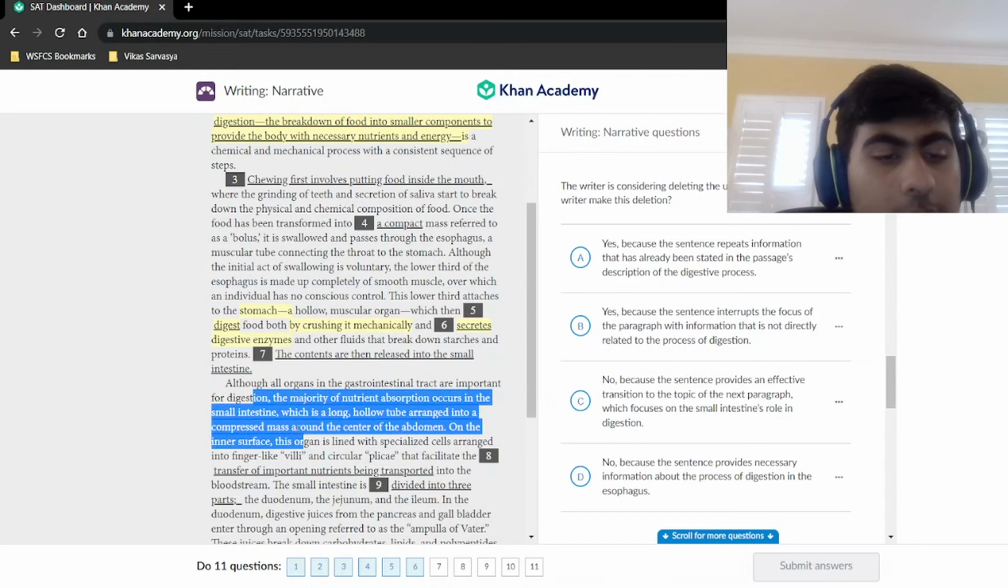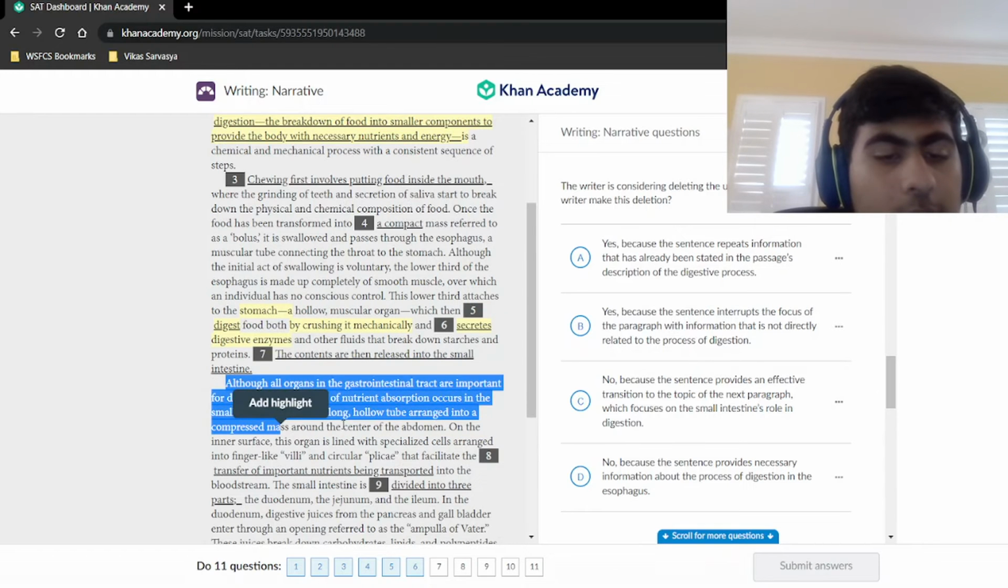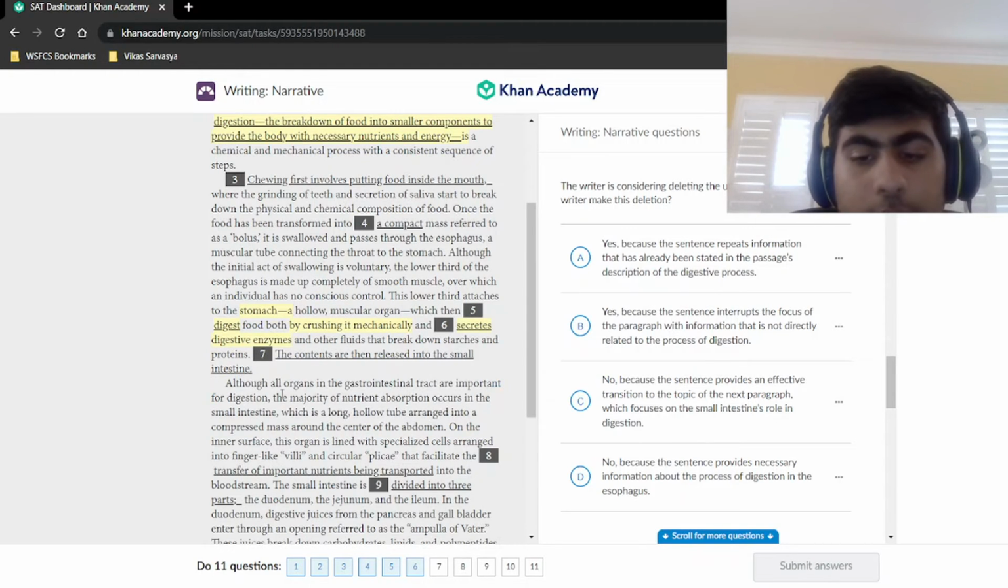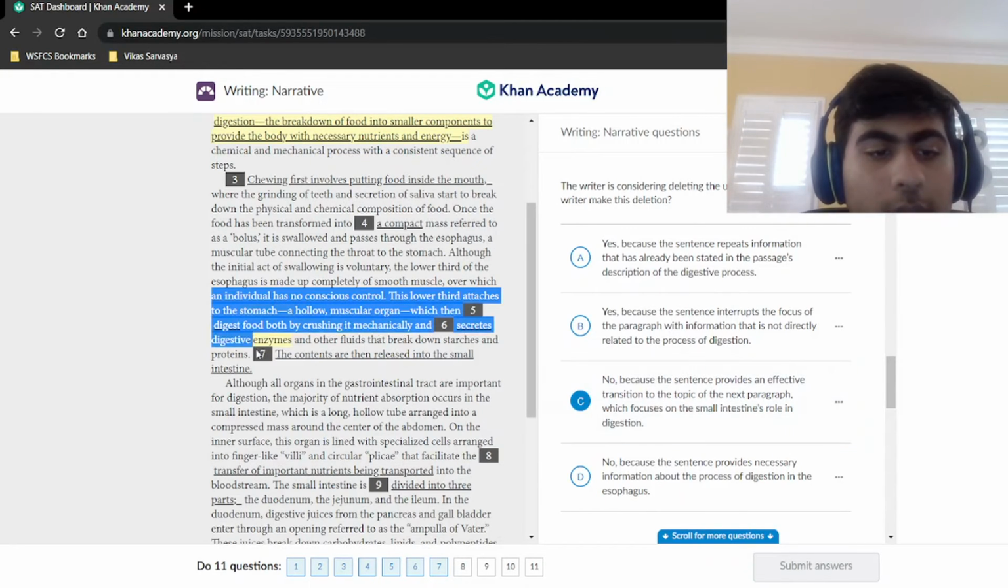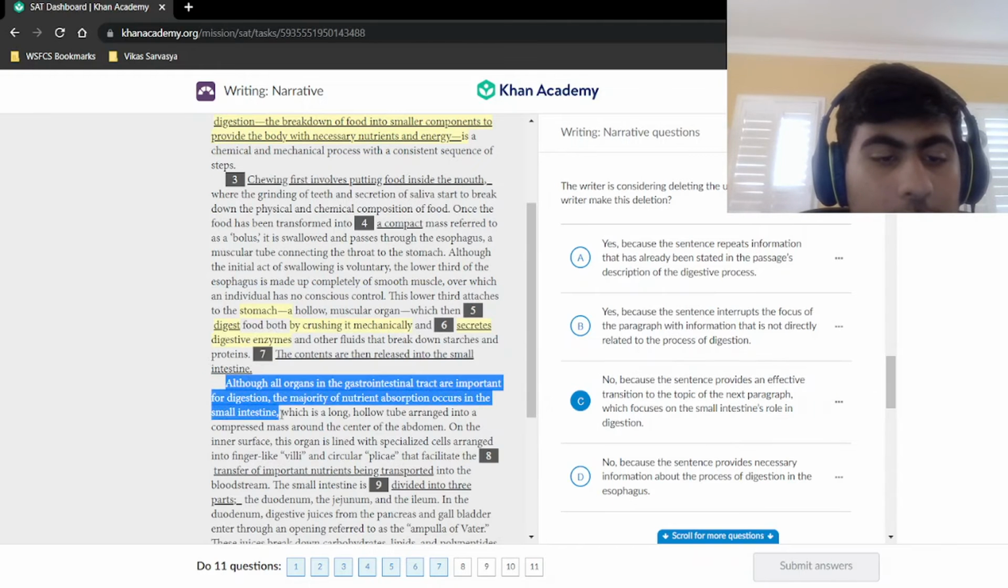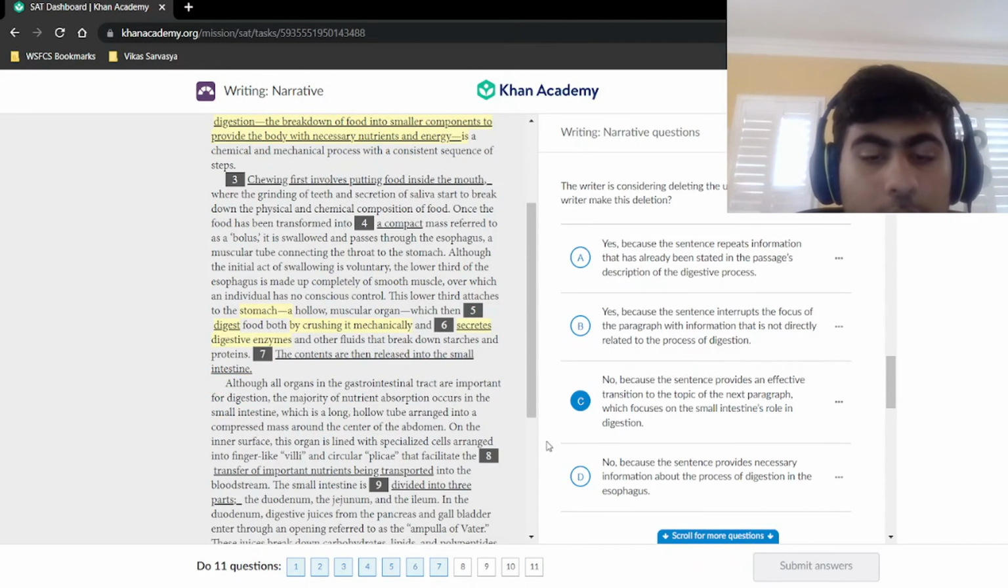If it will work for me, down here. Right, so it's a transition. Right, so we're going to keep it. It's not providing necessary information about the esophagus. It's a transition from this part down to this part, and our answer is choice C.